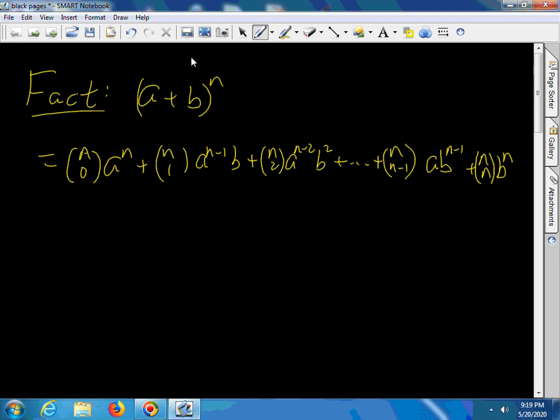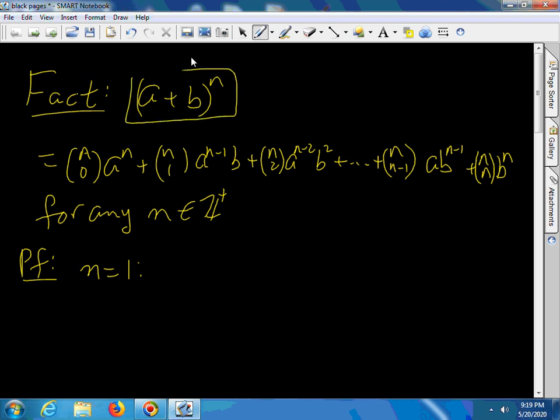For any integer n, for any n in the positive integers. Well, to me, this clearly looks like an induction proof. So let's start with n equals 1.